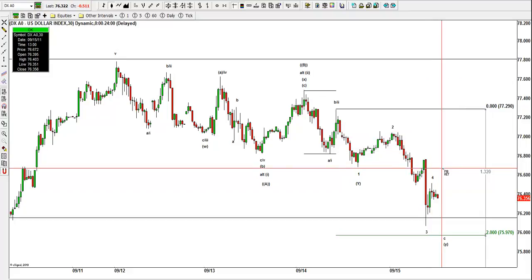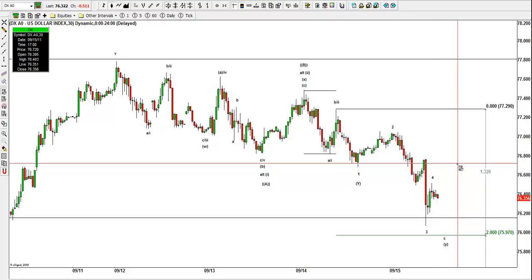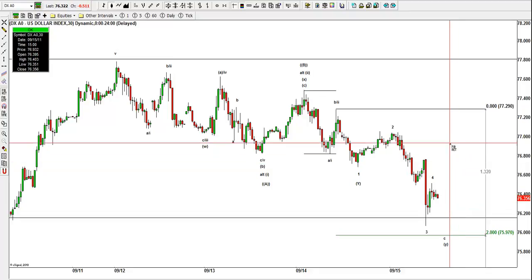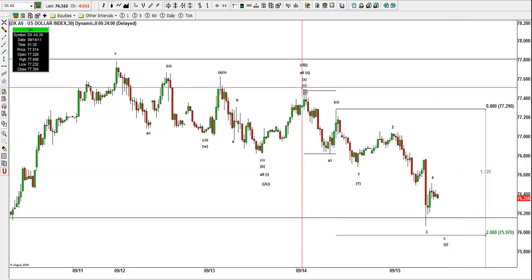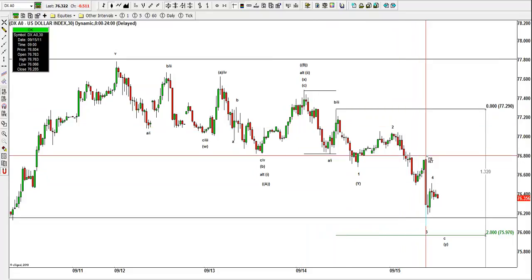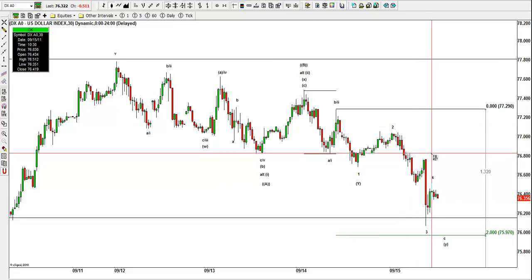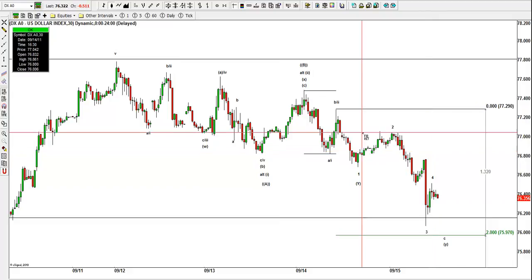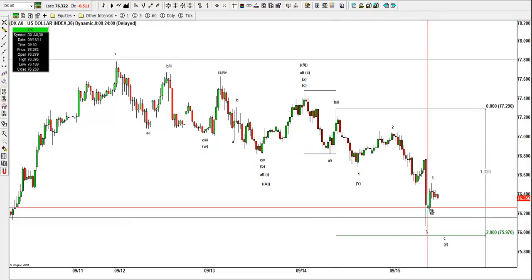So we have two scenarios here, guys, and I'm going to be honest with you. You guys know I don't have a bias here. So technically, this looks more like a 1-2-1-2 and another 1-2 here. It looks more like a nest than a corrective structure.